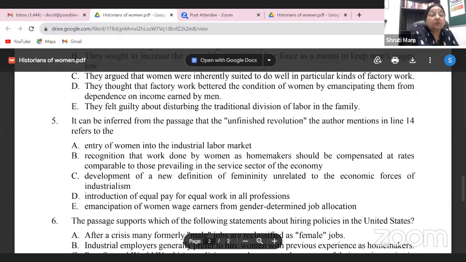So please look at it to explain the unfinished revolution. What did they say? The only definition of femininity they refer to in the passage is to try to determine the kind of jobs. Can you see this part? This will always be there in your questions of inference, which I'm listing as distort.